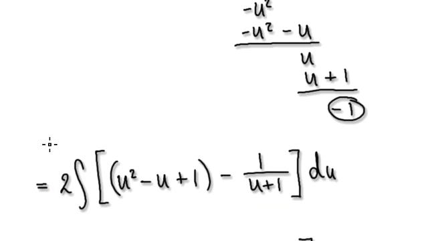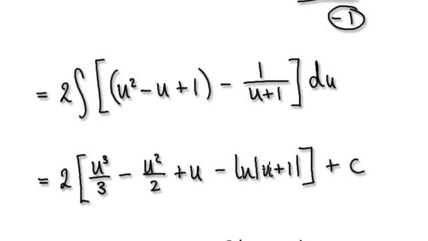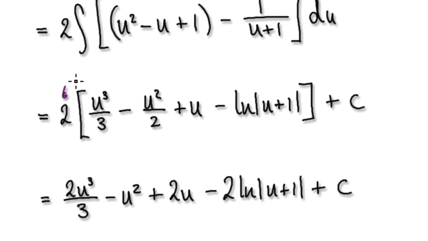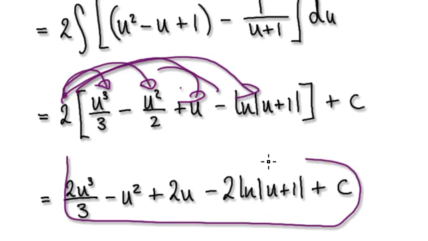So now integrate this. It will then give you this, and when you integrate this, it will be the natural log of the absolute value of u plus 1. So integrating this will give you this. Now multiply everything out. That will then give us this.